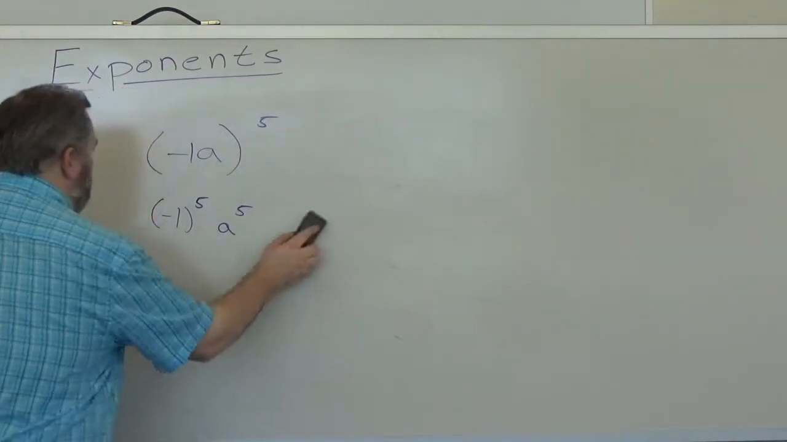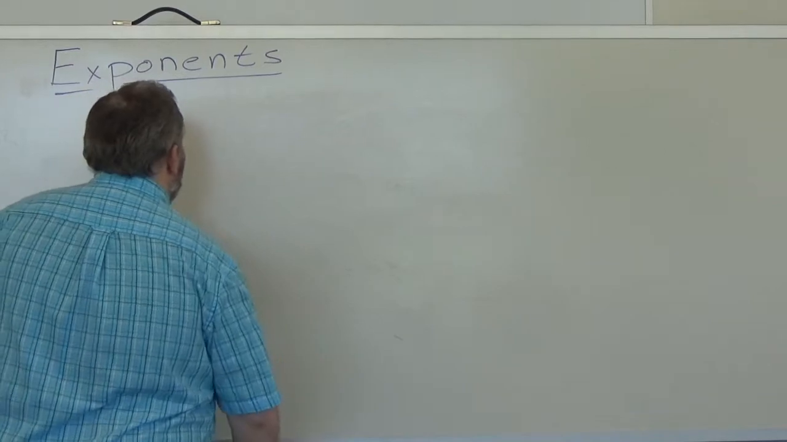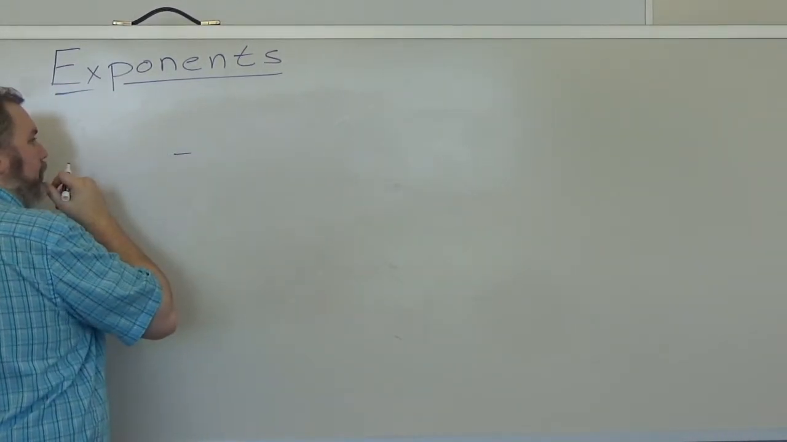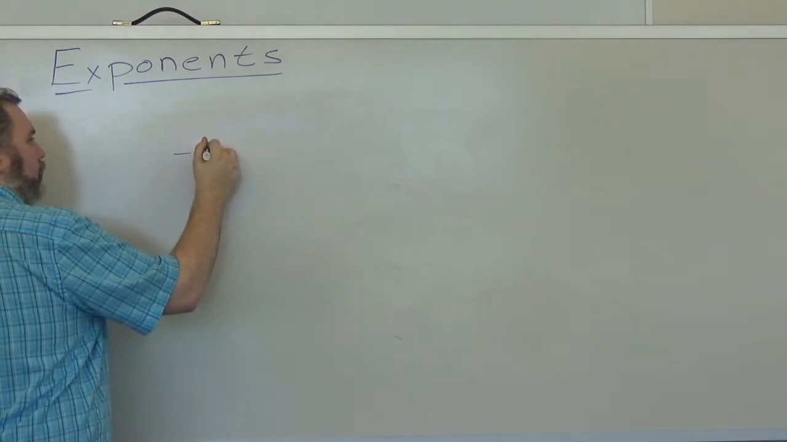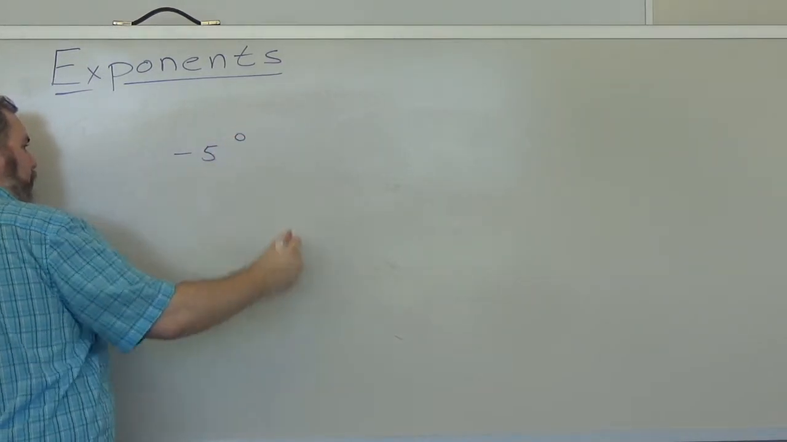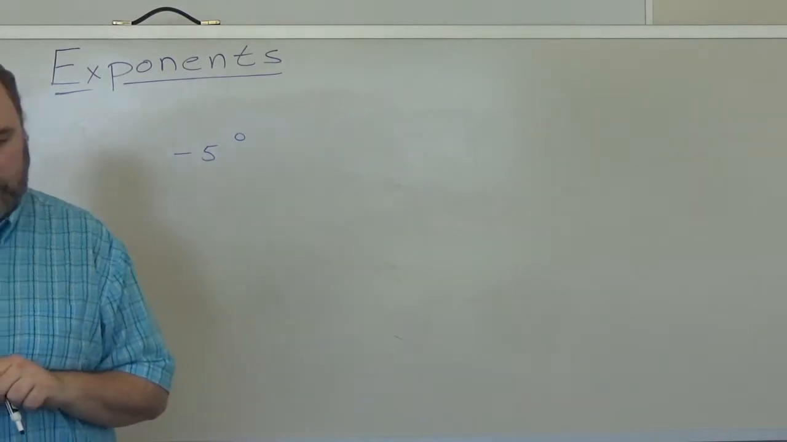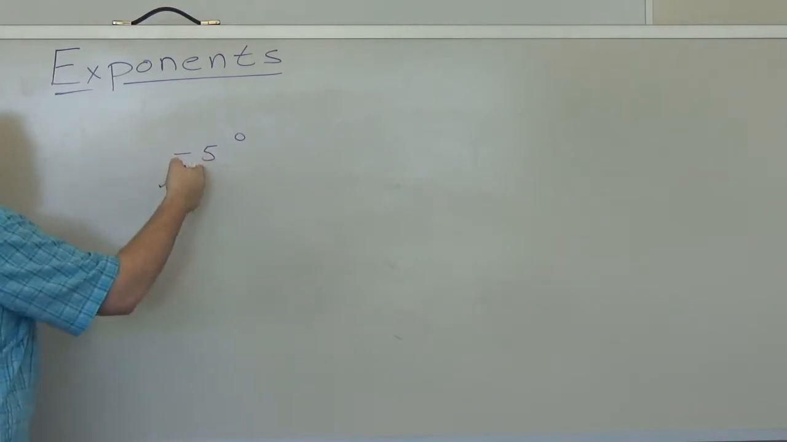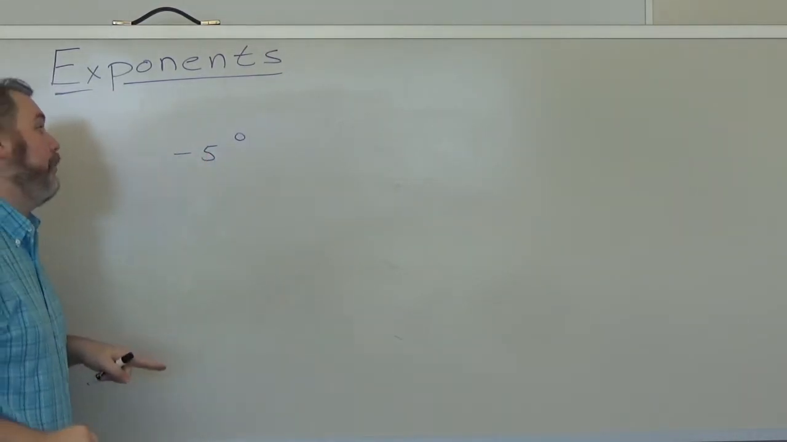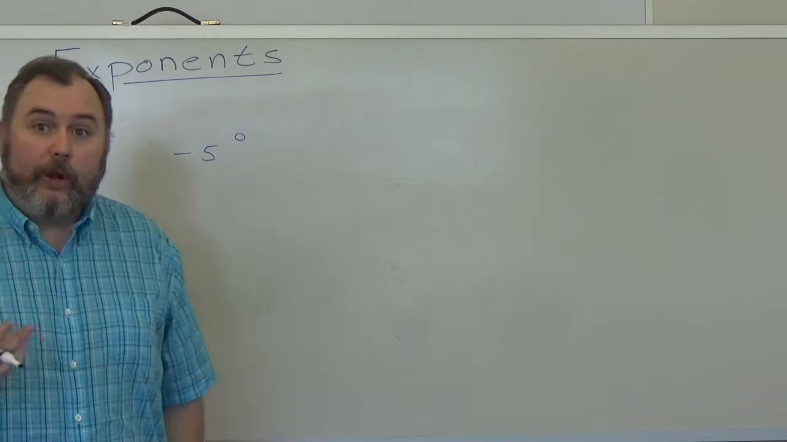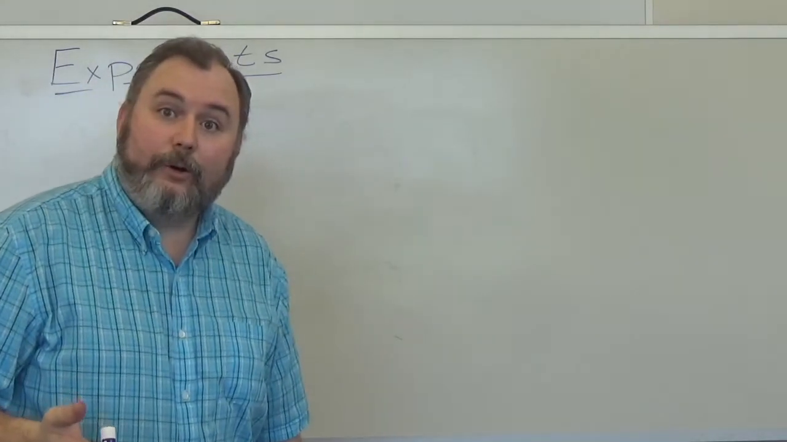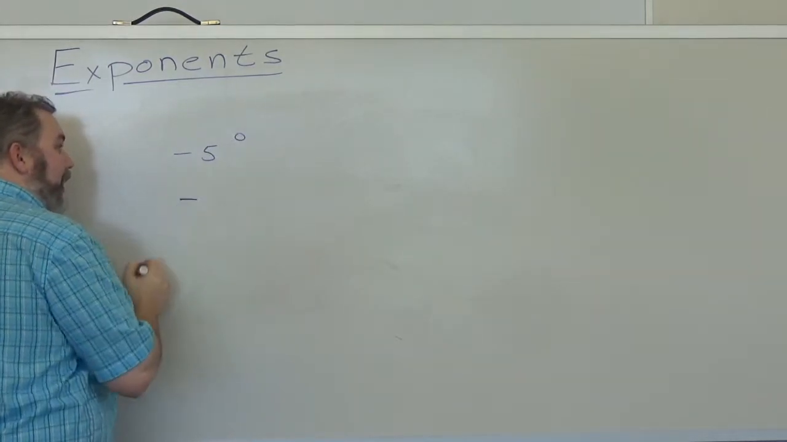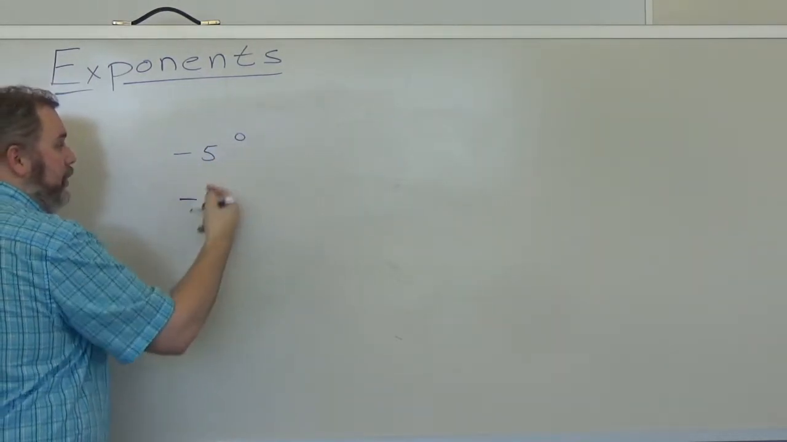All right, let's go through here. If I have negative 5 raised to the 0 power, this 0 is only raising the 5 and not the negative. We know that any number written to the 0 power is 1. So our answer for this is just going to be negative 1 because the negative is not being affected.